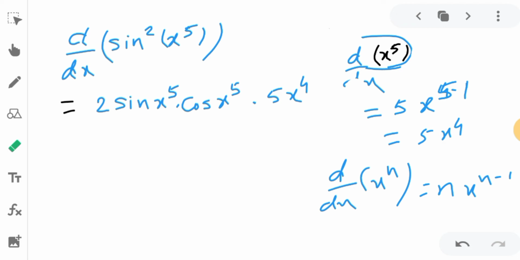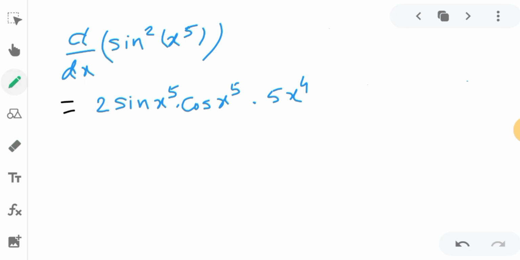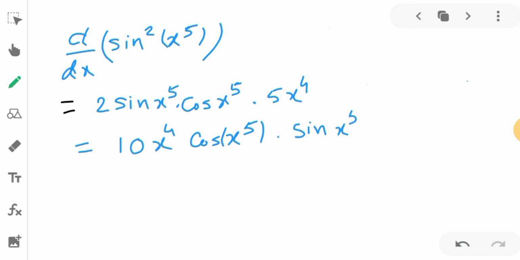Okay, see this video 2 or 3 times, you will understand very clearly. Okay, so I use the chain rule. When you will simplify this, then 2 into 5, 10. So I will write 10, and then x to the power 4, and then cos x to the power 5. I am just arranging the terms, that's it. Okay, into sin x to the power 5, correct?